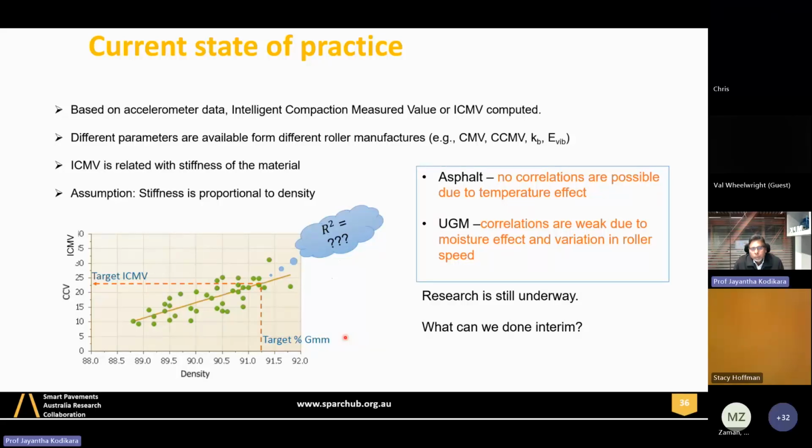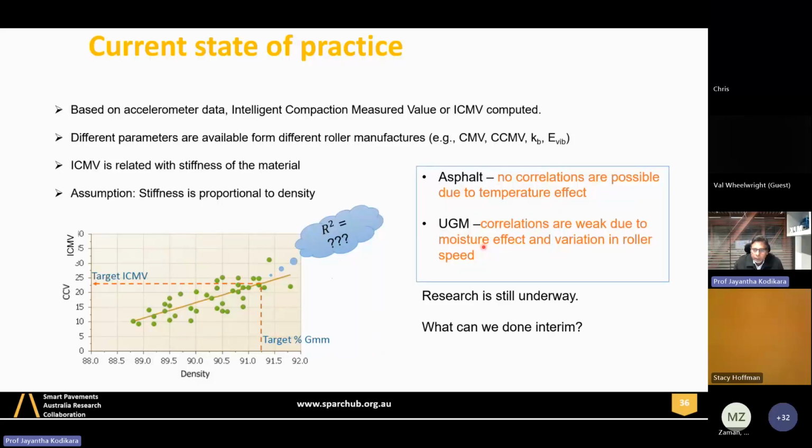Why? Because these correlations are not easy to get at all. For asphalt, no correlations are possible due to the temperature effect during compaction. During compaction, asphalt is flowing. It's beyond the softening point. Therefore, density is changing, the material is densifying, but modulus is pretty much the same because asphalt is in a flowing state. Then UGM has weak correlations because of the moisture effect. If moisture is changing and degree of saturation, that has a different effect. That's not as bad as asphalt, but still you can get positive correlations and negative correlations. And so research is still underway in that regard.